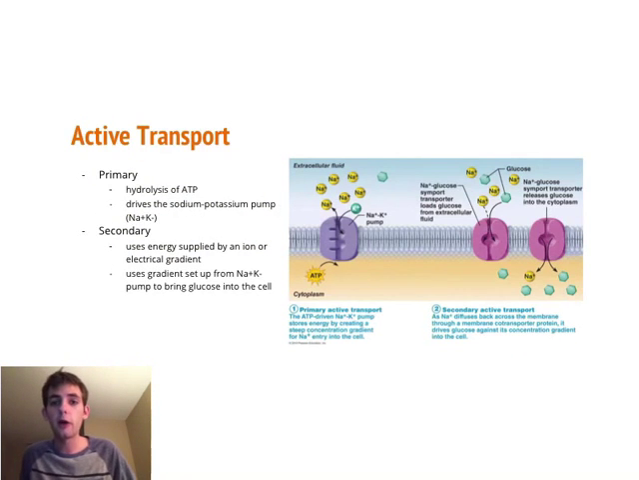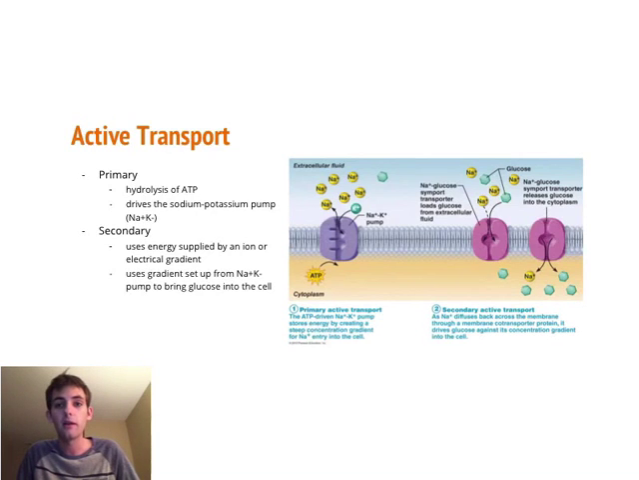So a little bit more detail about active transport. There are two main types. We have primary active transport and secondary active transport. Primary active transport is driven by the hydrolysis of ATP. So that's splitting ATP into what's known as ADP and a phosphate. When that third phosphate is released, it releases a ton of energy.